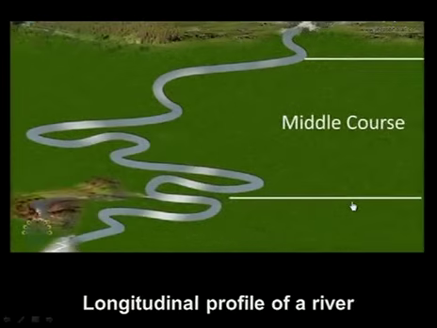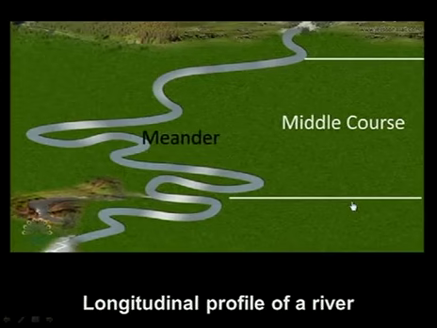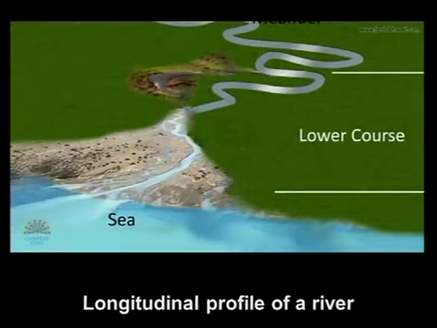Second is the middle or the valley course, where floors are wider and the sides of the valley are more gently sloping. Here, the velocity of the river is slower than the upper stage. Meanders are typical landforms found in this stage of the river. The third part of the river is the lower course, which has a gentle slope and is almost flat. The river channel is usually at its widest and deepest here, because the amount of water flowing within the river is at its greatest.